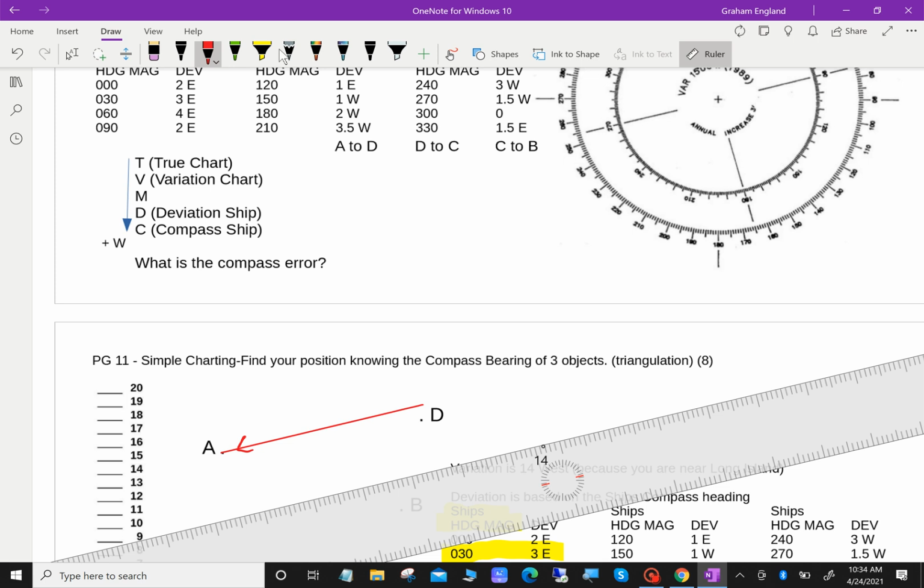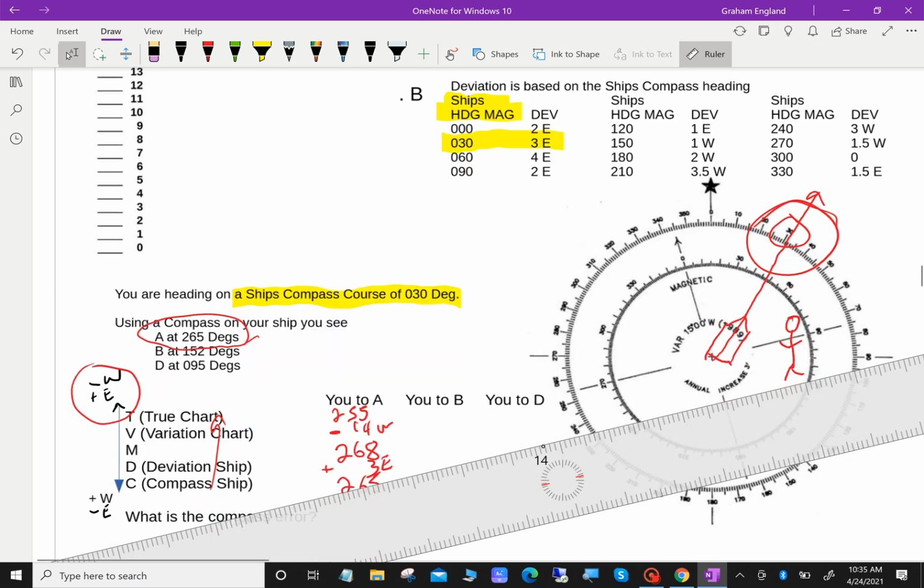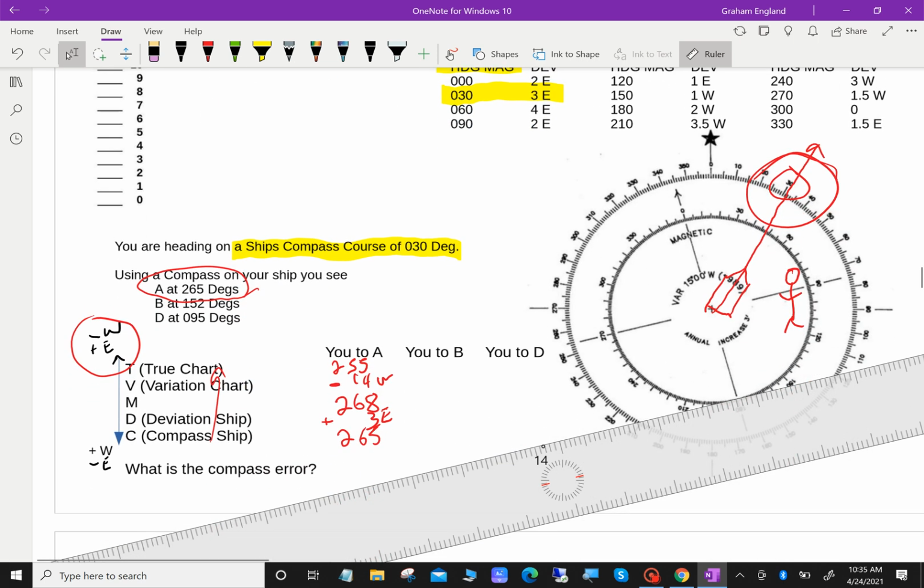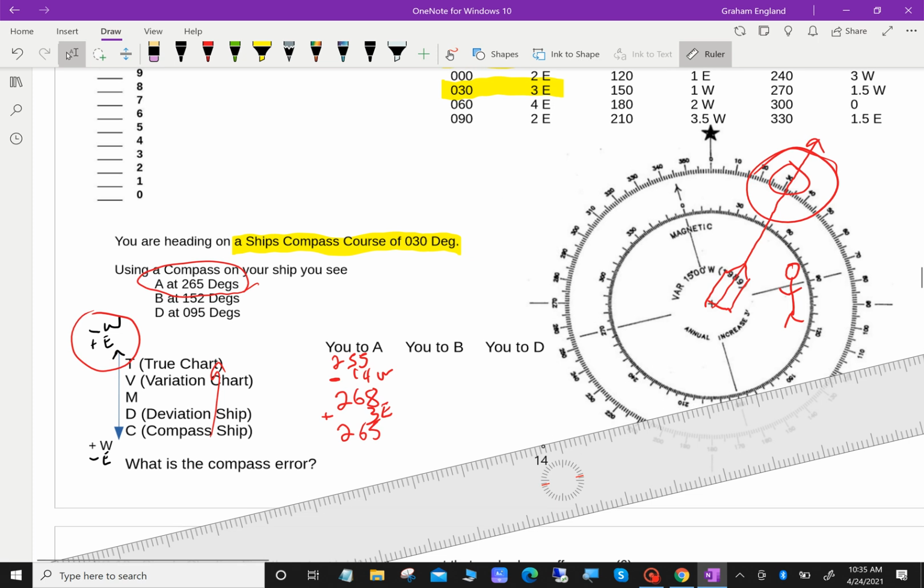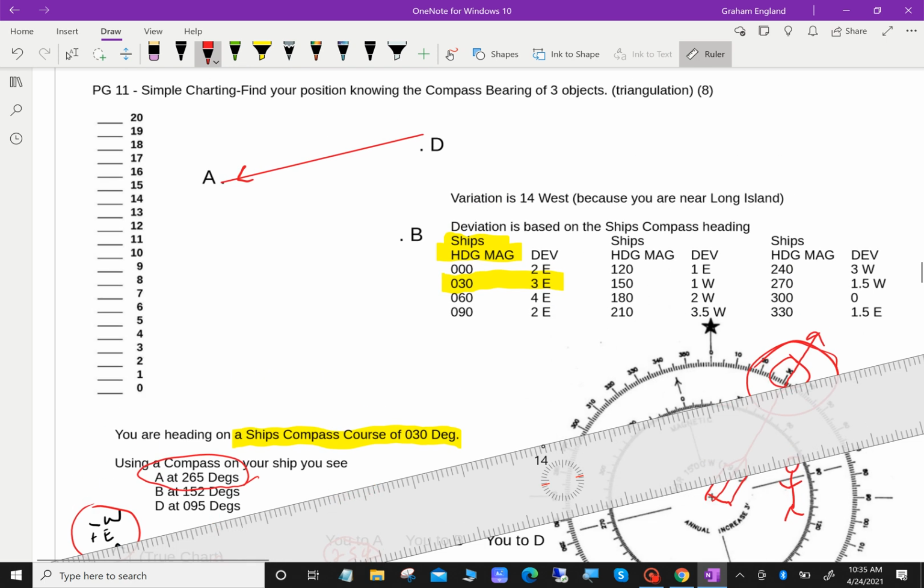Because I'm on my little boat pointing at 30 and I look back and I saw that object. The compass course that I read was 265, but the actual... I did my calculation wrong. 254. See, I told you not to use... So it's actually 254. So let's do that again.